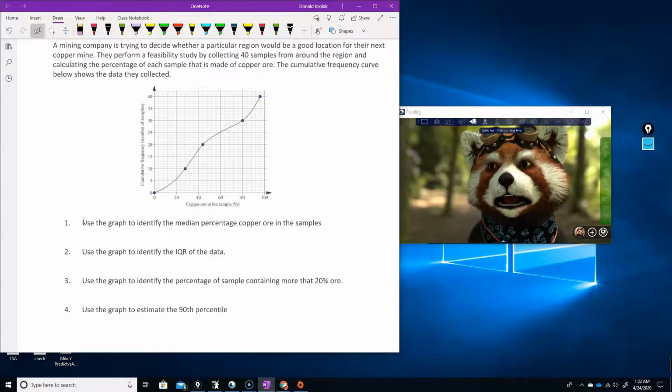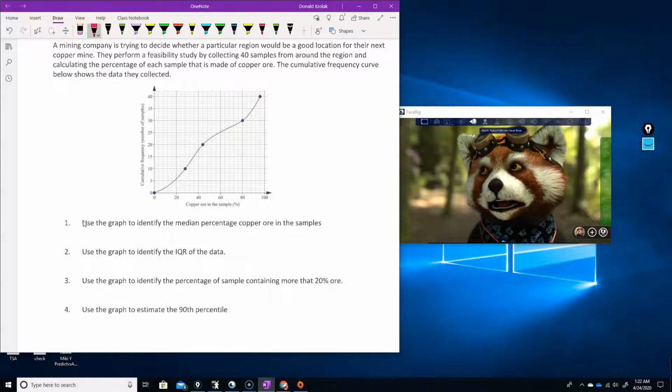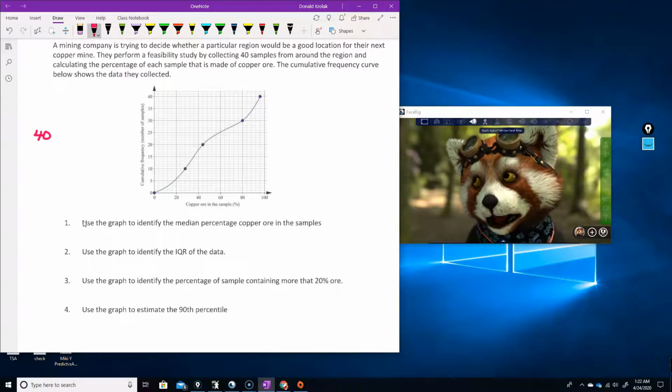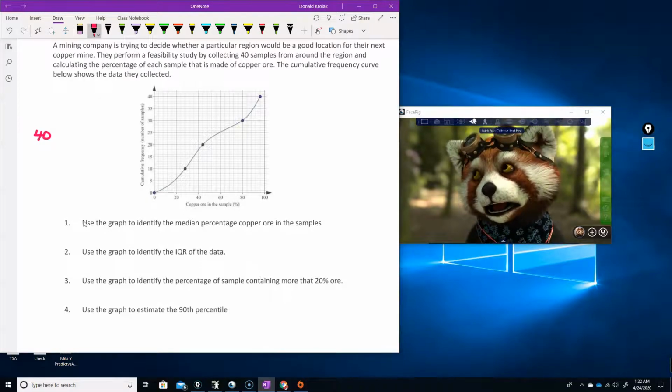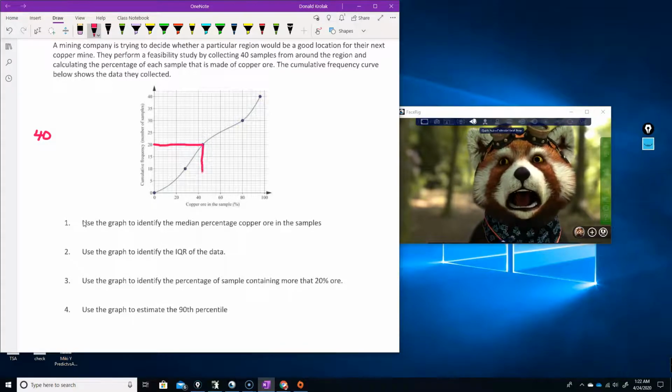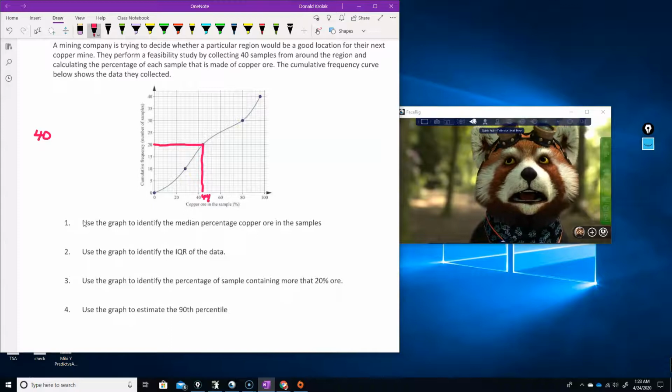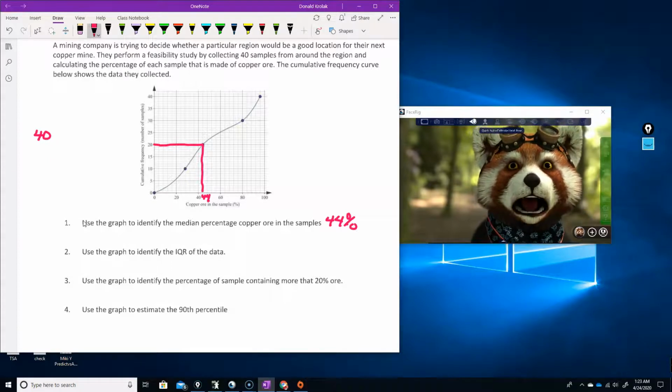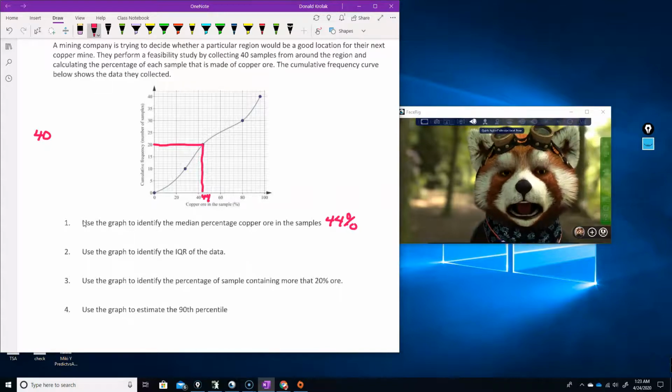Use the graph to identify the median percentile. Well, we've got 40 samples, so the median is the same as the 50th percentile, which is the same as just cutting this in half. So we know our median value would be at 20, and we drop a line down, and that looks like it would be at about 44%. Each one of these boxes is an interval of 4. All right, 44% of the sample.